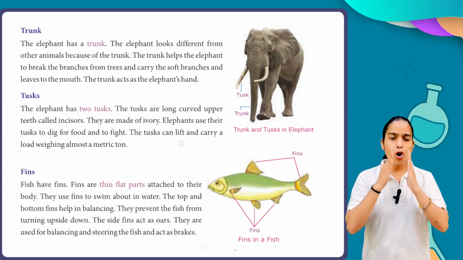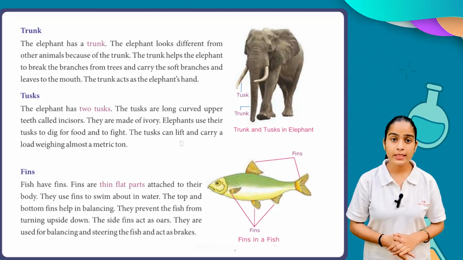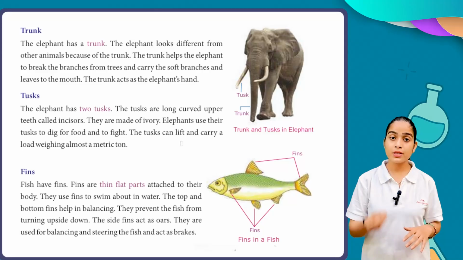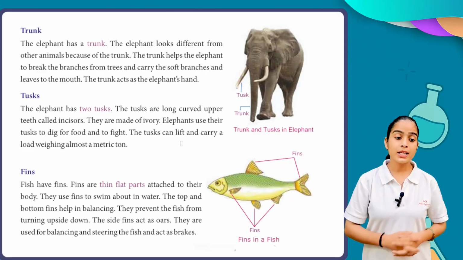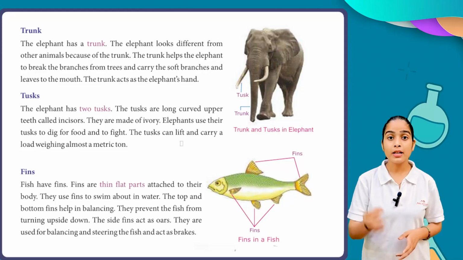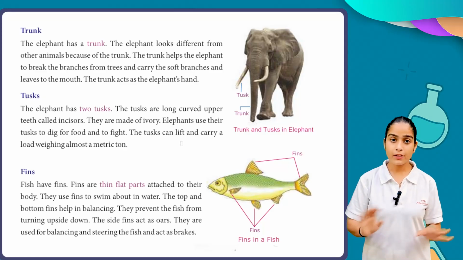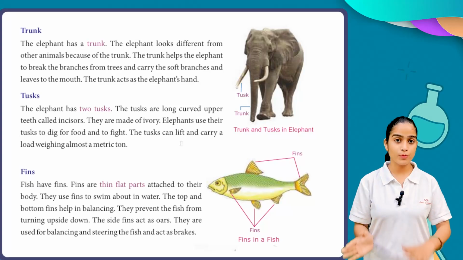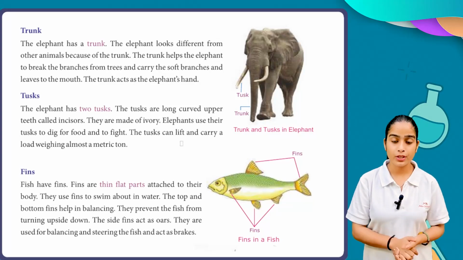And with the long trunk, the elephant can break trees, break branches, and put leaves inside its mouth. And we can say that the trunk acts like the elephant's hand. Okay, the elephant does not use its legs for this. All the work that is performed by a hand is done with the help of its trunk.